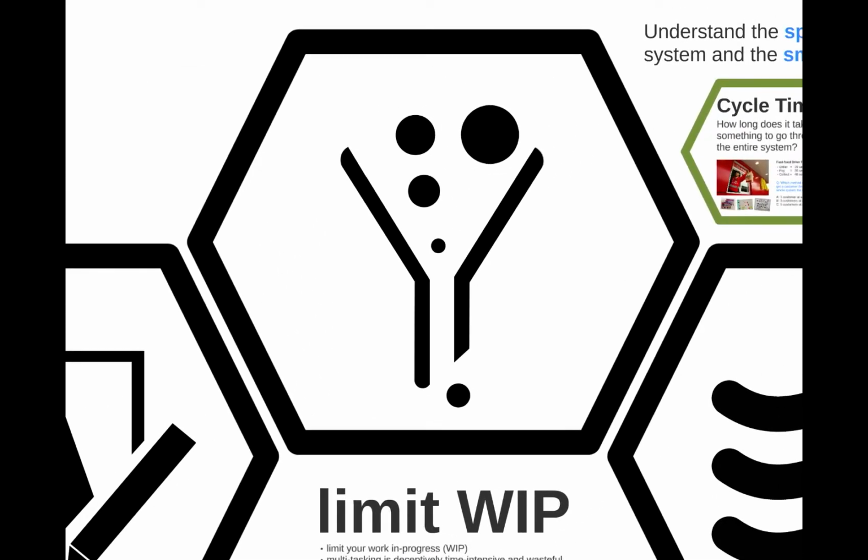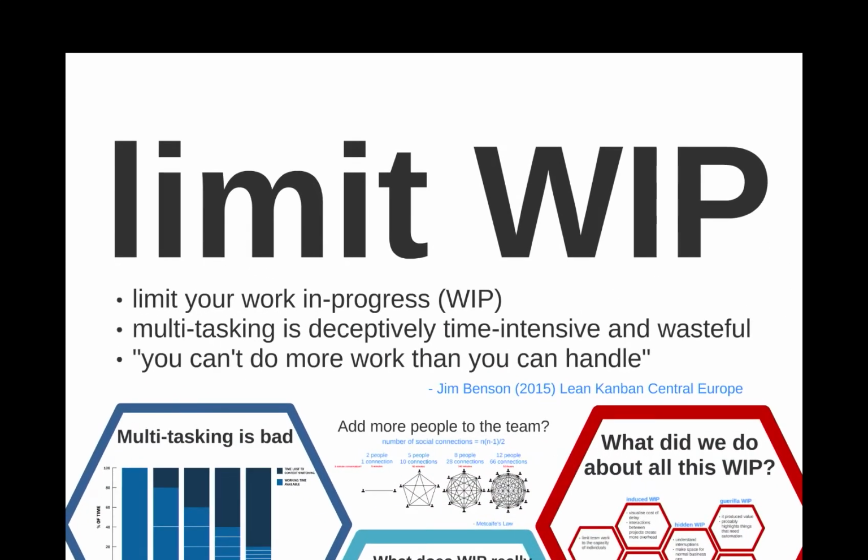But that's only the first thing. Visualizing is good, but it's not enough. The next thing to do is limit work in progress, or some people say work in process. Multitasking is deceptively time-intensive and wasteful. And as Jim Benson says, he's got a great website called personalkanban.com. It's got some really great resources around effective use of Kanban. But he says you can't do more work than you can handle.